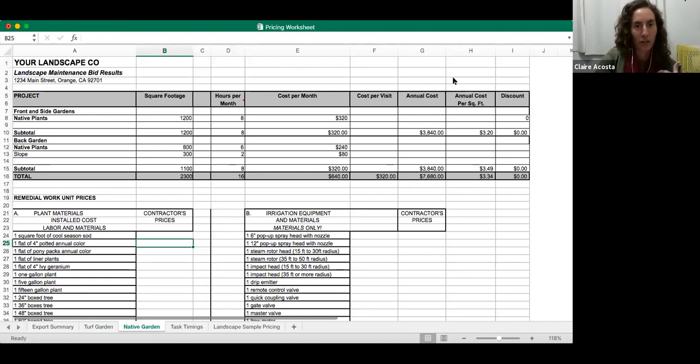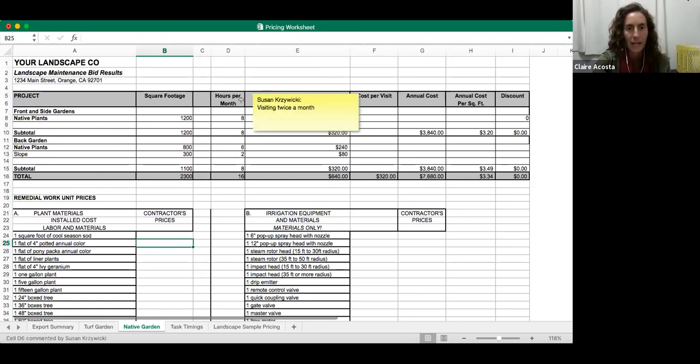Say we took that same yard essentially and converted it to native plants. Again, here we have the front and side yards. In the back garden, you have your 1,200. The total square footage is 2,300. It went down a bit. Maybe you included some hardscaping or something like that. But roughly it's about the same square footage. It's gone down only 200 square feet.